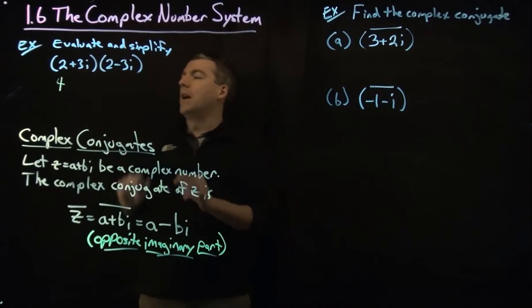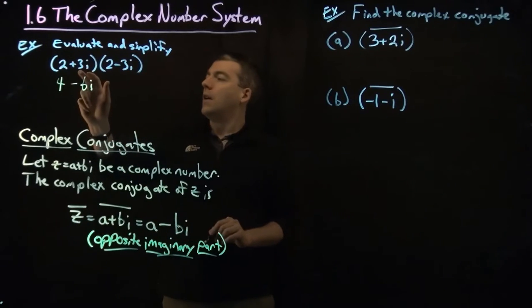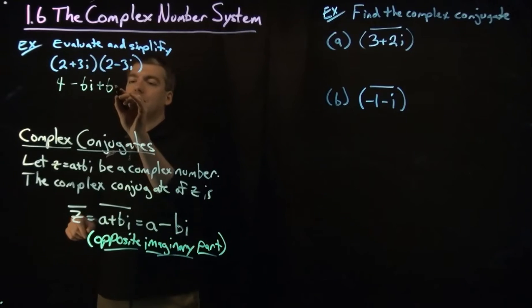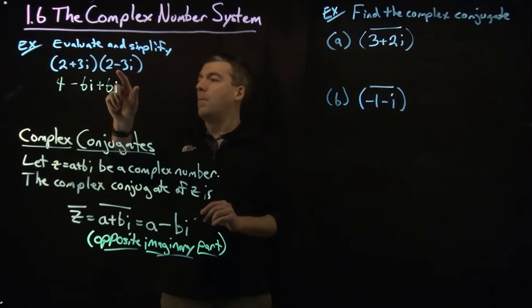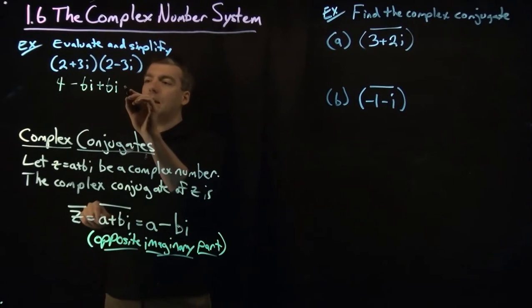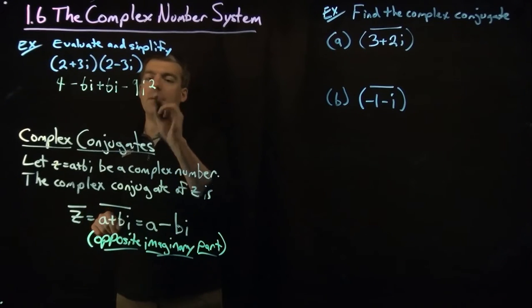2 times 3i is minus 6i. 3i times 2 is plus 6i. And then 3i times negative 3i is negative 9i squared.